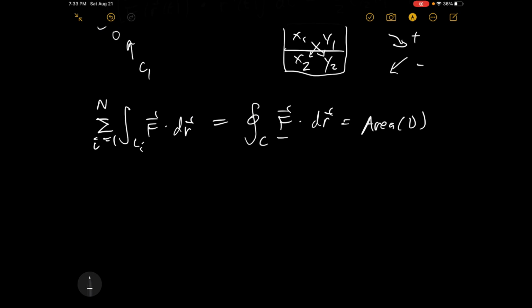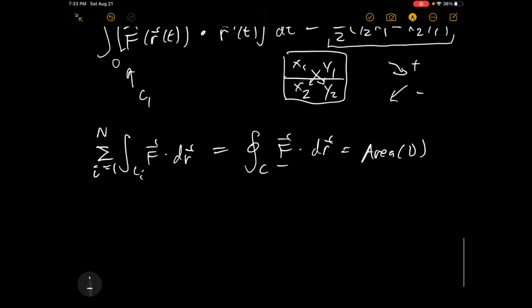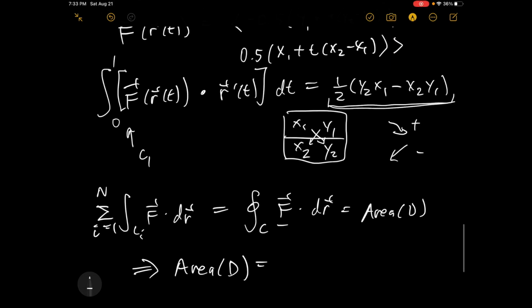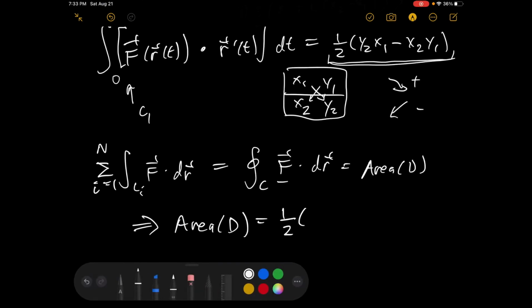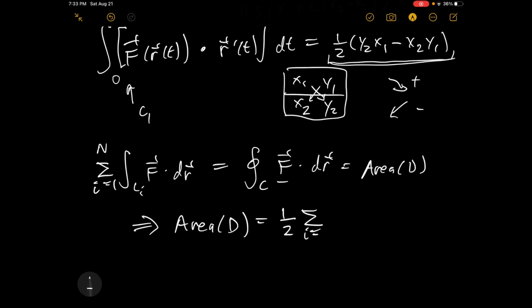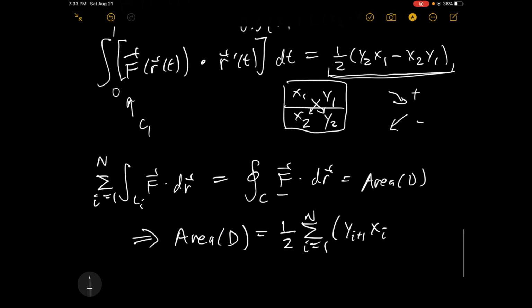Right, and so we're actually done because we already know what one of the answers looks like. Then that implies that the area of D is basically this value, but summed between every different point. And so hence we end up getting 1/2 times the summation from i equals 1 to n of y_{i+1} times x_i minus x_{i+1} times y_i.